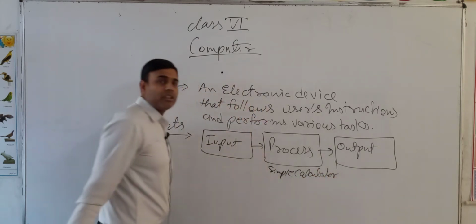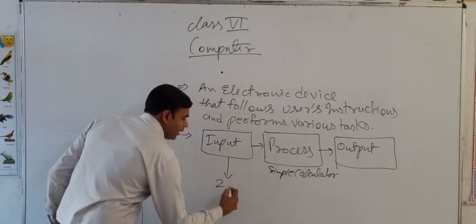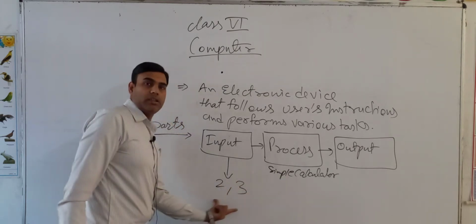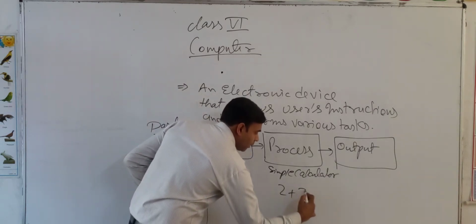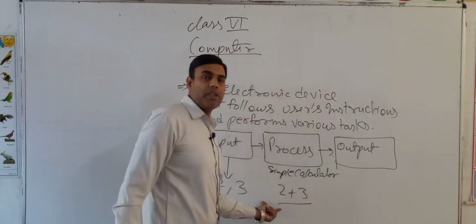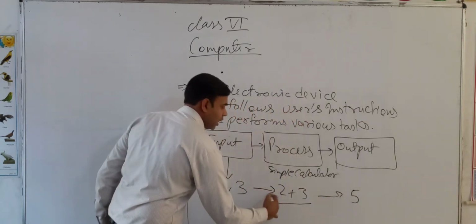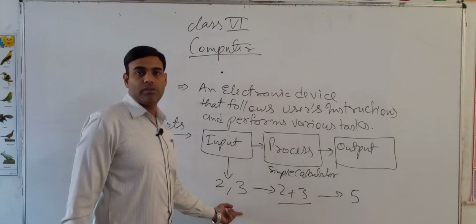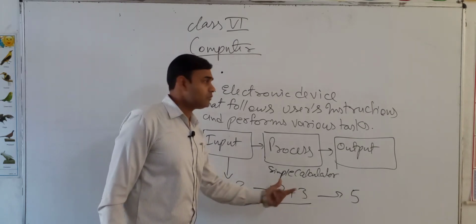If you look at a simple device, like a simple calculator, it works in this fashion only. In the input phase, we provide 2 and 3, the input, the data, and then we give it a processing, that is 2 plus 3, and then we get the result or the output. So, this is the actual working process of a computer.